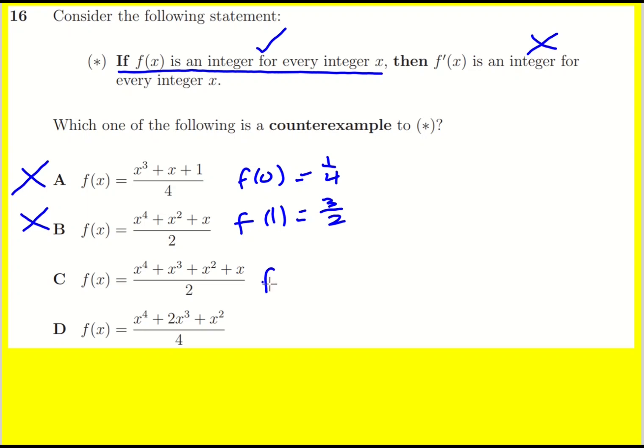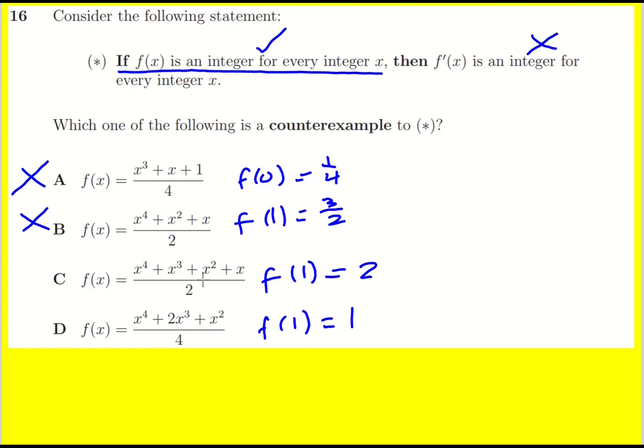If I take a look at C, then f of 0 is 0, and it is for D as well. F of 1 is then 4/2, it's 2. And f of 1 here is 1. So I haven't ruled them out. We need to look into more detail here. Now, you can actually prove that C and D are both integers for every integer x quite quickly.